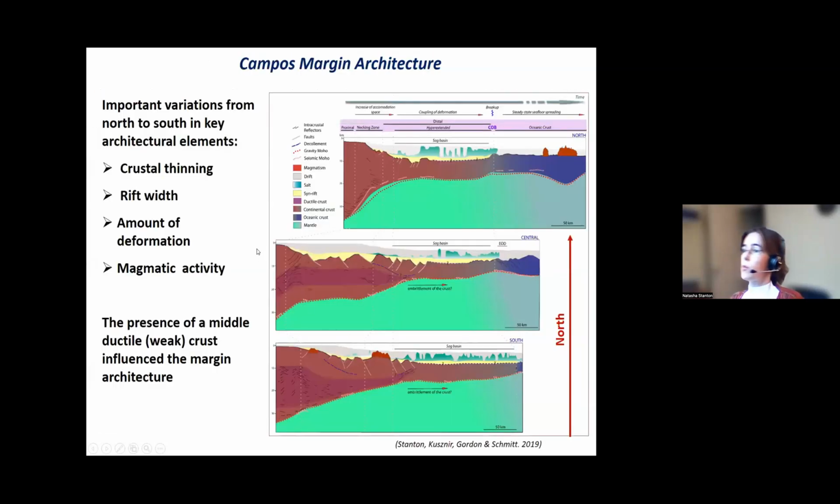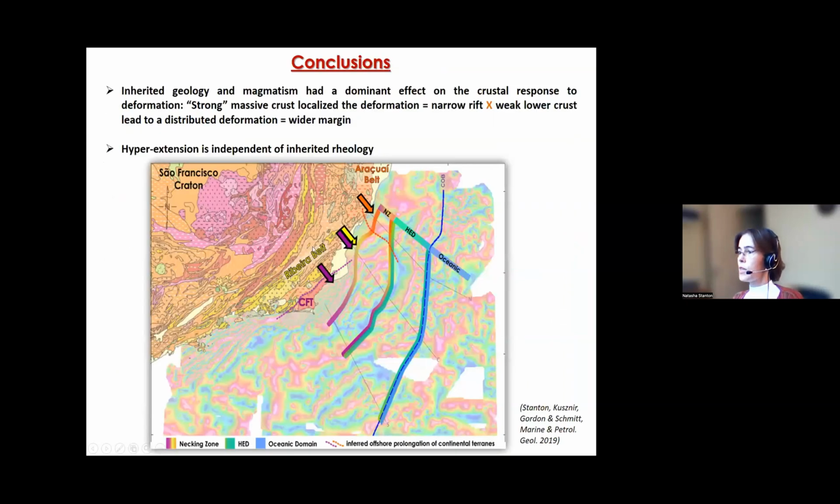So we observed important variations from north to south along this basin in key architectural elements: crustal thinning, rift width, amount of deformation, and magmatic activity. So one of the conclusions of this work is that the presence of this middle ductile crust, very reflective crust in seismic, influenced the rifting, distributed in the deformation.